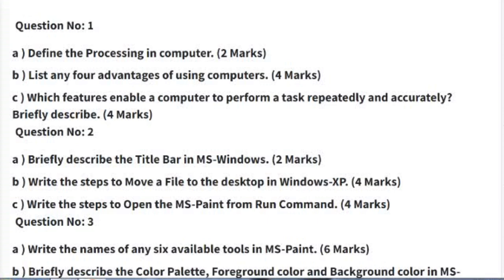The next question is: Write the steps to open MS Paint from the run command. The steps are: number 1, click the start button. The start menu appears. Number 2, click run. The run dialog box appears. Number 3, type the program name as mspaint. Number 4, click OK. The MS Paint window appears.